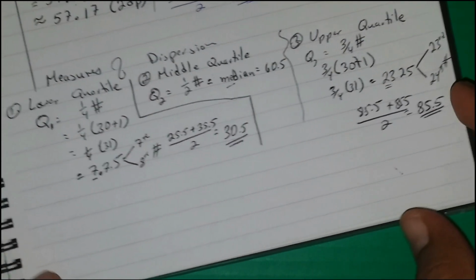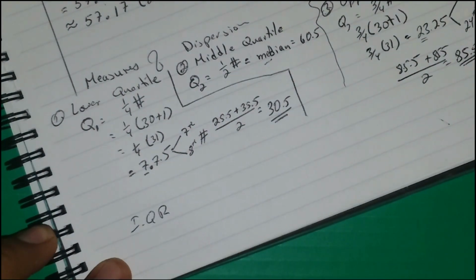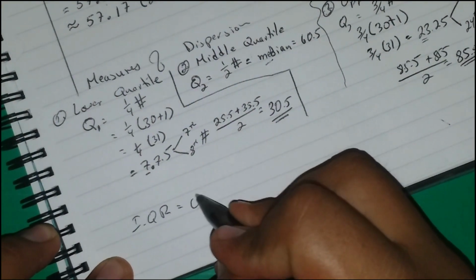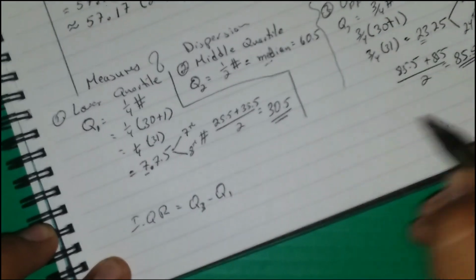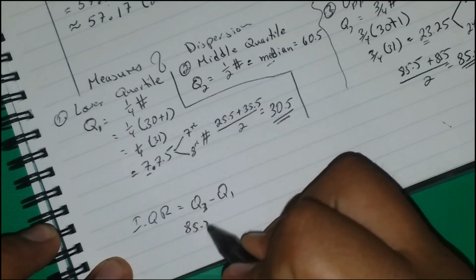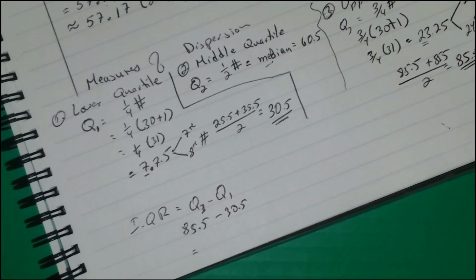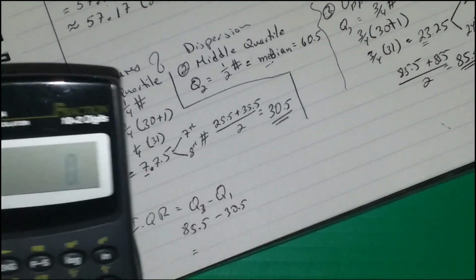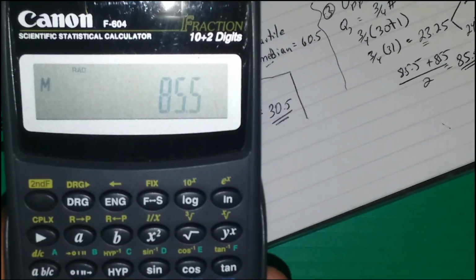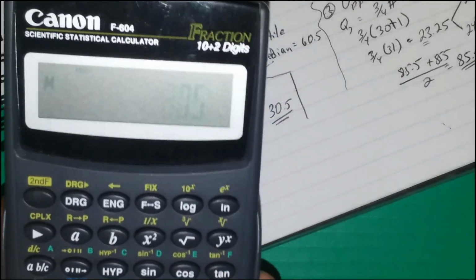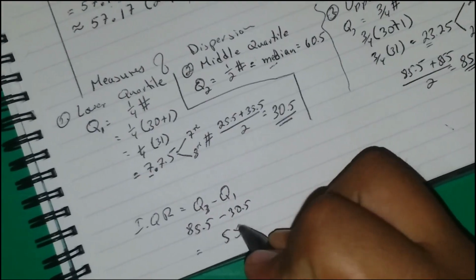The last two, we have the interquartile range, the IQR interquartile range. That is just Q3 minus Q1, right? Which is 85.5 minus 30.5. That's going to be what? So let's take a look at it. That's 85.5 minus 30.5. That is going to be 55.